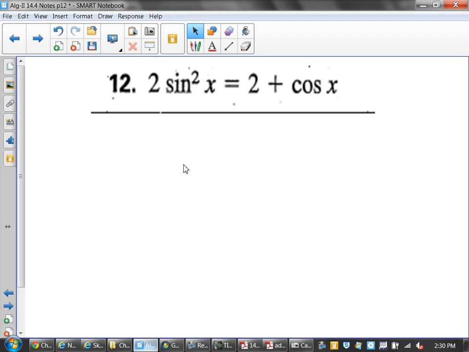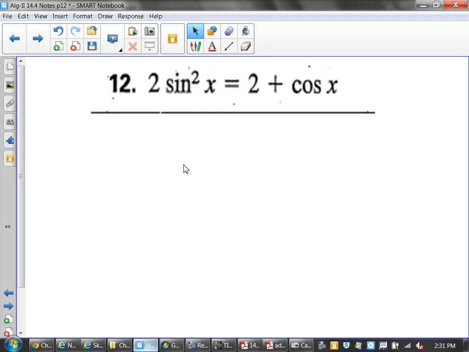Notice I have a sine, 2 sine squared, and I have a cosine on the other side. When you're trying to solve trigonometric equations that involve 2 different trig functions, what you want to do is identify which trig function is the smaller power. In this problem, which one is the smaller power? The cosine. That tells me I want to rewrite sine squared in terms of cosines. How can I rewrite sine squared in terms of a cosine?